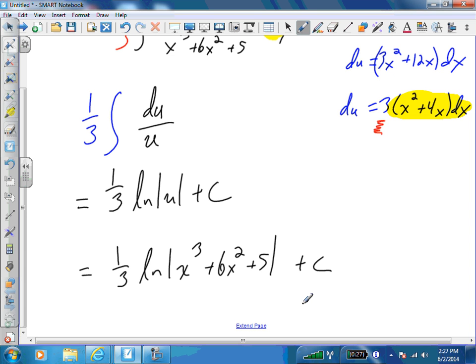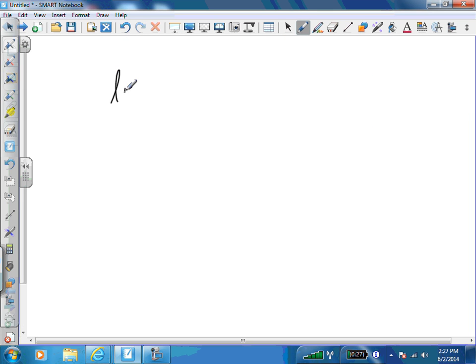Now, that brings up an interesting point. If we had something that came out to that, would you need absolute value for that? Yeah. That can be negative. How can that be negative? Yeah, you had a 1, a 2, a 0. There are numbers that you could plug in for x and make that negative. So to guarantee that it's positive, you do have to have the absolute value.